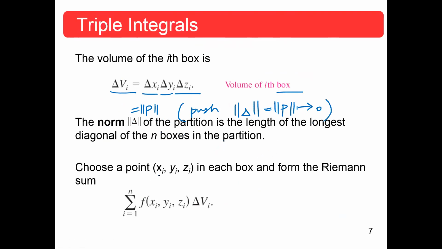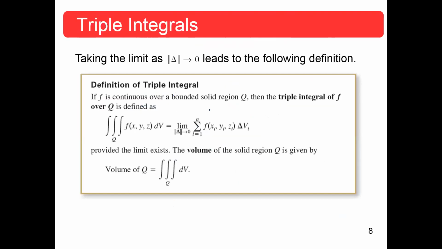We're going to choose a specific point in each box as the representative point. Later on, we can call them x_i star, y_i star, z_i star. That will give us this Riemann sum: the summation of the function value at those representative points times delta V, which is d3. And later on, we'll see dx, dy, dz forming.